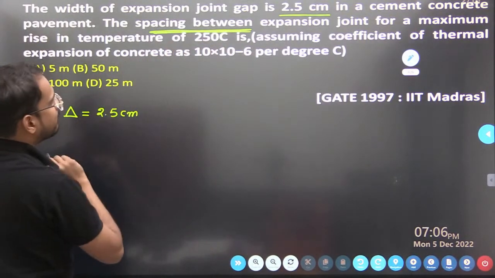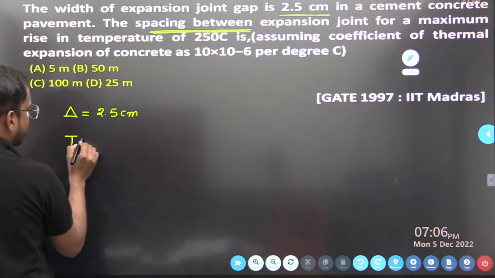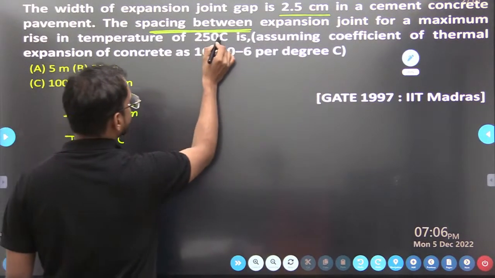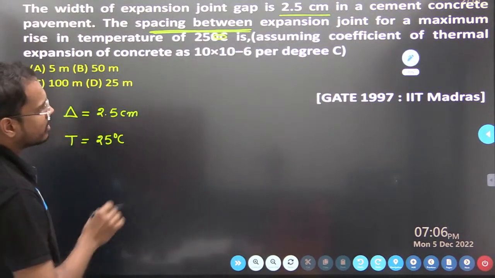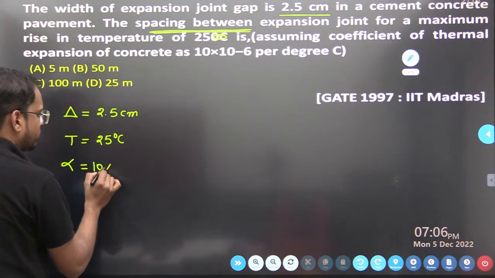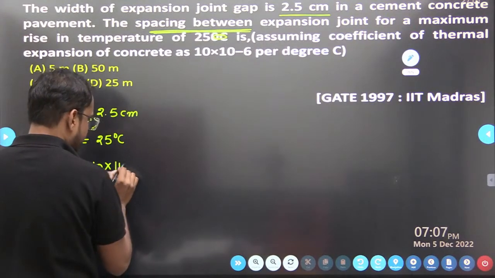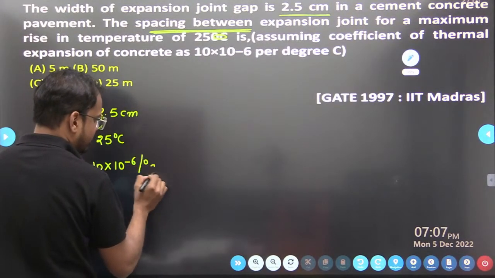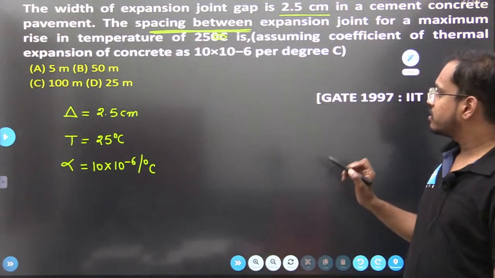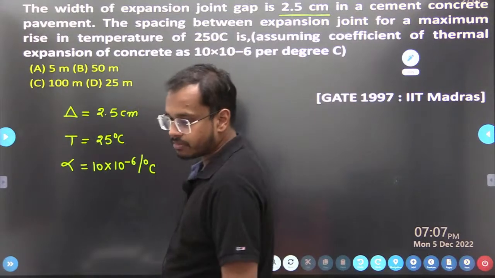If the rise in temperature is 25 degrees Celsius, that means the change in temperature is given and it is equal to 25 degrees Celsius. It's not 250, it's 25 degrees Celsius. Assume the coefficient of thermal expansion alpha is 10 into 10 raised to power minus 6 per degree Celsius. What is the question? What is the value of the spacing between expansion joints?